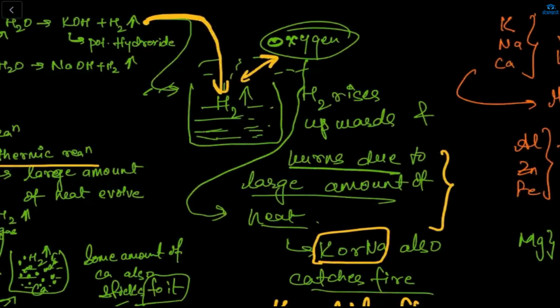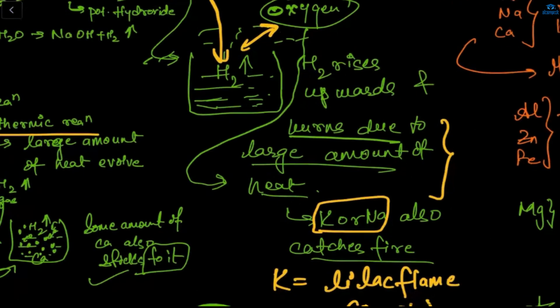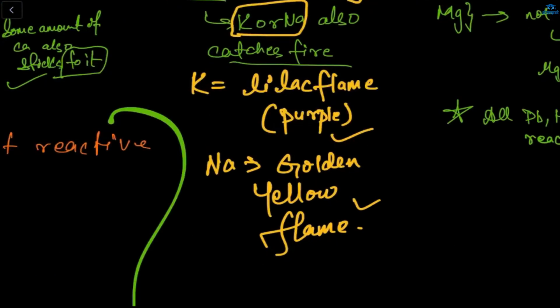So if you are taking one beaker and putting potassium in water, you get potassium hydroxide and some H2 gas. H2 is a gas, so obviously it will rise upward. Then what will happen in your environment? Oxygen is present. Oxygen is best for burning, right? So if H2 combines with oxygen, a large amount of heat will evolve. Then some amount of your potassium and sodium also catches fire. Potassium will turn into a purple flame, and sodium will turn into a golden yellow flame.